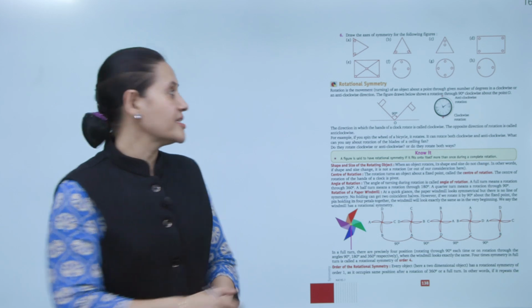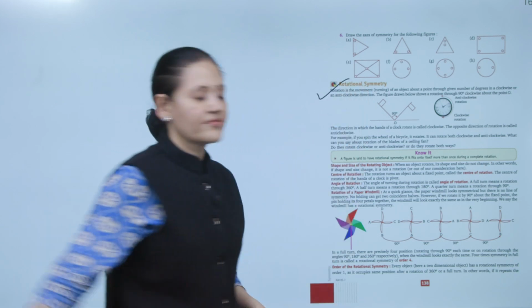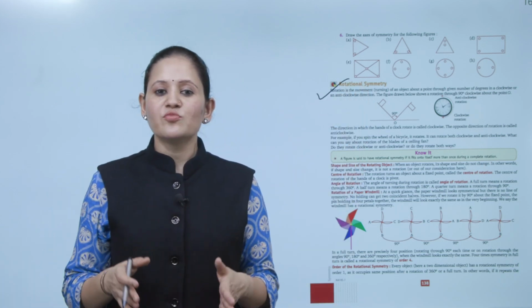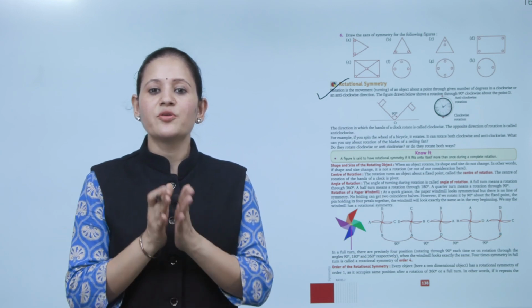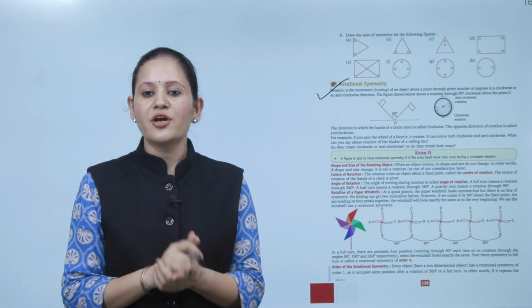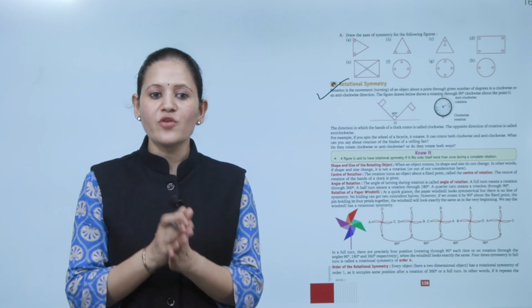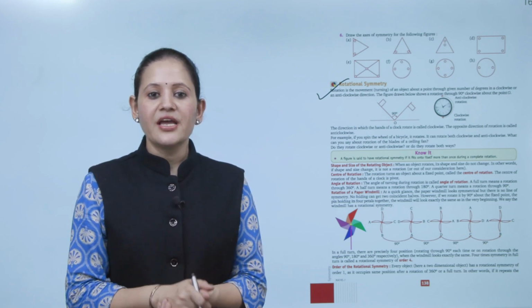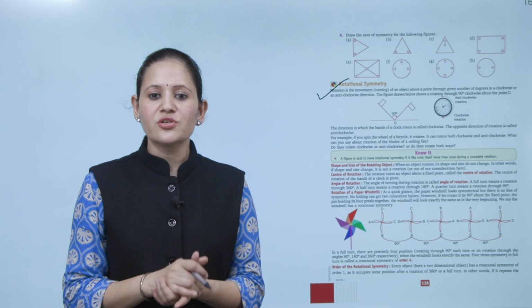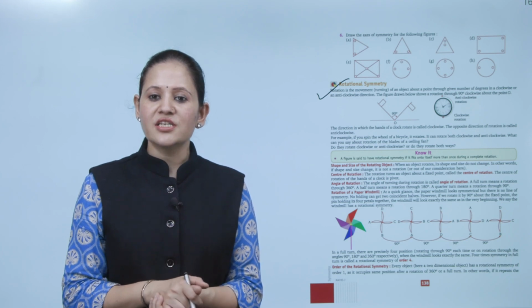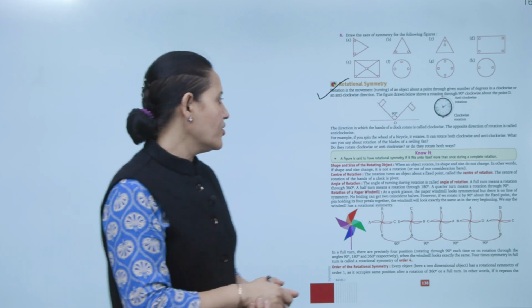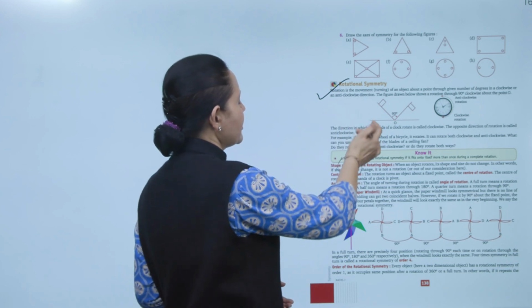Next is rotational symmetry. Rotation is the movement or turning of an object about a point through a given number of degrees in a clockwise or anti-clockwise direction. The figure drawn below shows the rotation through 90 degrees clockwise about the point O. So, here it is showing a 90-degree rotation.